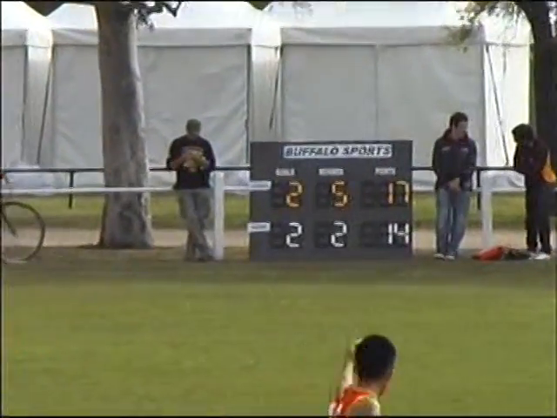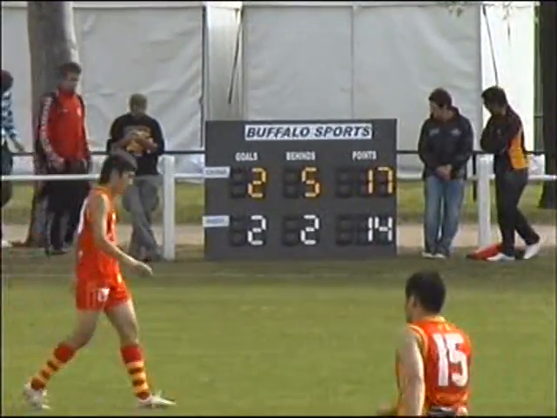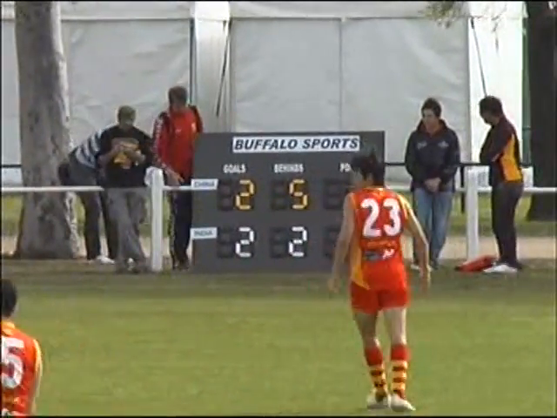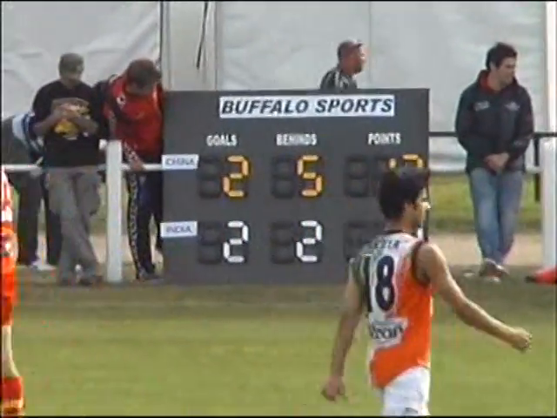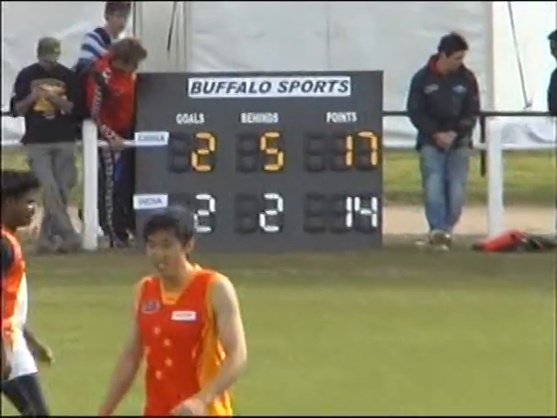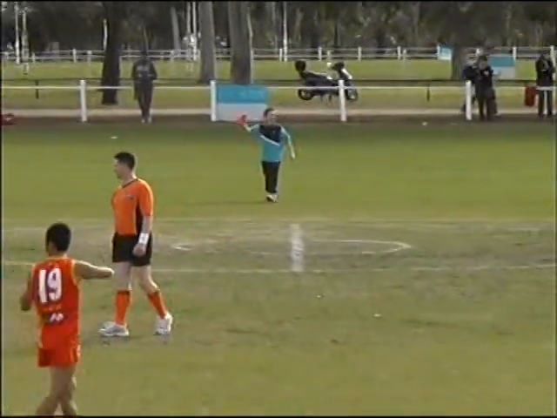Well, we've had the third change in the lead. India 2-2 and China 2-5. China leading by 3 points. Second term, 6 minutes. I think China really benefited there from up on the wing.